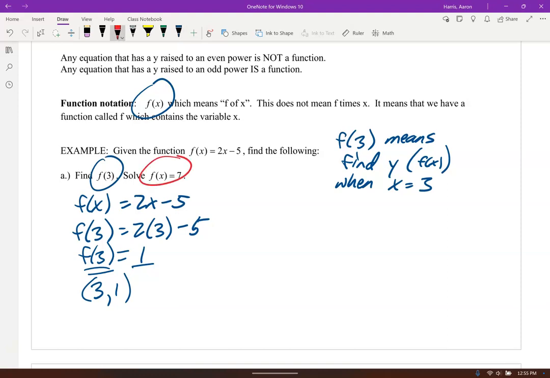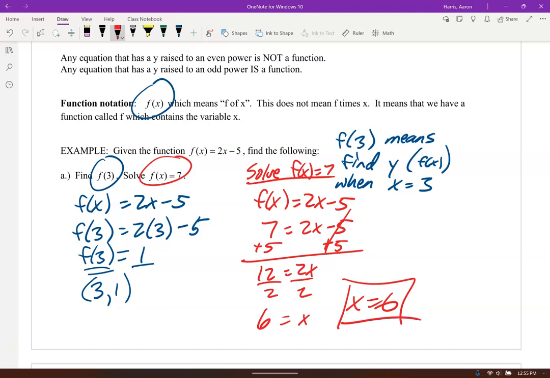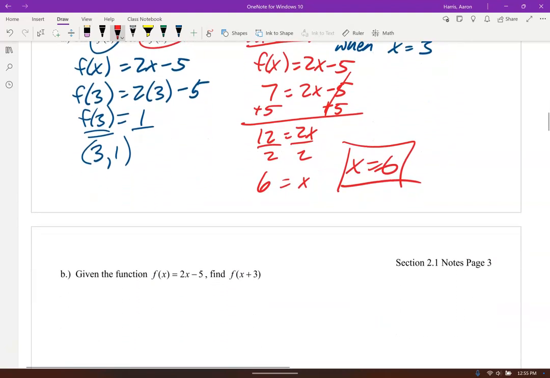Now let's do this next part. So f of x is 2x minus 5. Solve when f of x equals 7. So if the functional value, if the y is 7, solve for x. Let's add 5 to both sides. So we have 12 equals 2x. Let's divide both sides by 2. So it looks like x ends up being 6. So if the y value is 7, if f of x equals 7, the input must be 6 to make that happen.